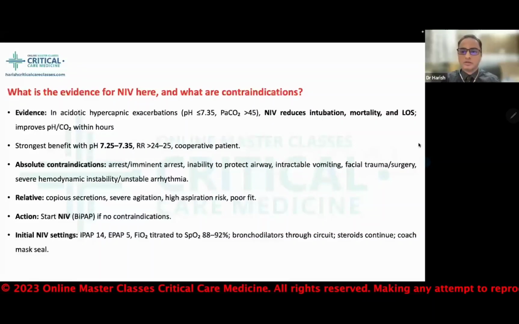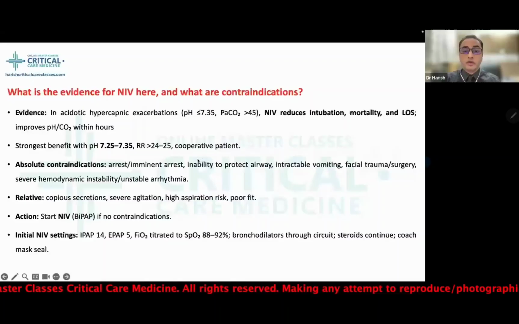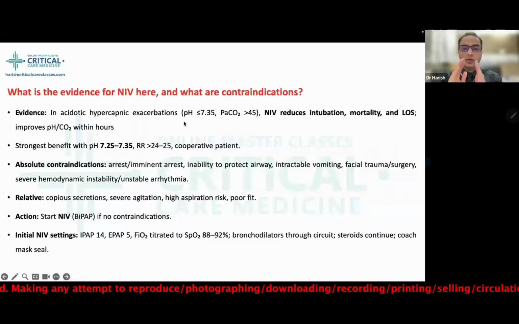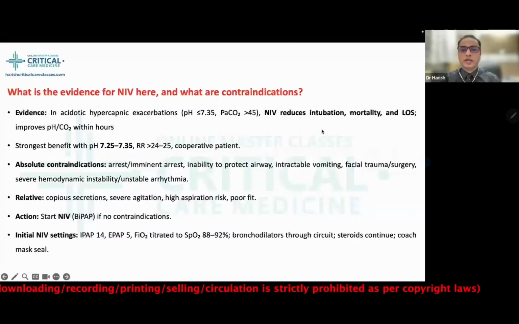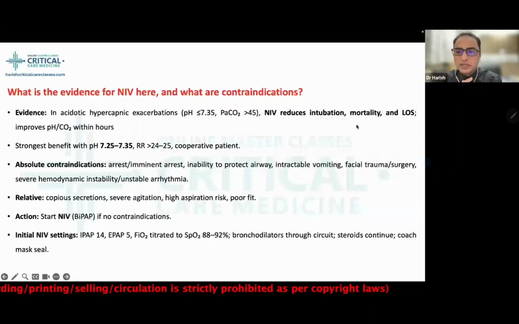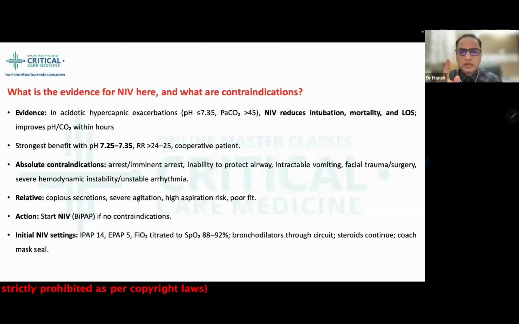What are the contraindications? Your examiner is going to ask when you wish to use NIV in a COPD patient. The evidence is in acidotic hypercapnic exacerbation, when they have a pH of less than or equal to 7.35 and PCO2 of more than 45. NIV helps in reducing intubation need, mortality, and length of stay. NIV is one of the main therapies which reduces the mortality in acute exacerbation of COPD. Also, it improves pH and CO2 within hours.